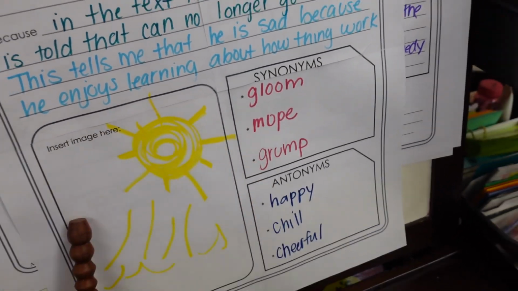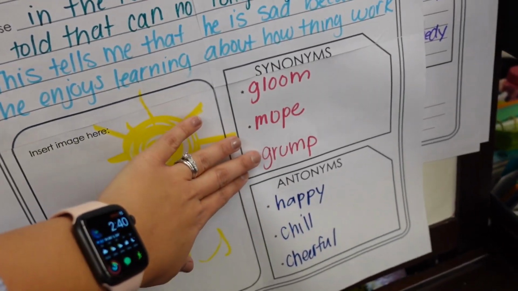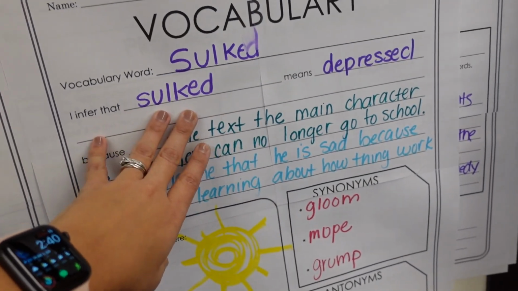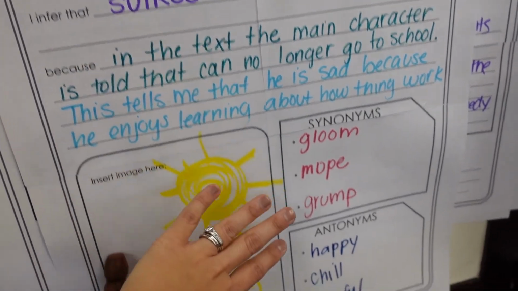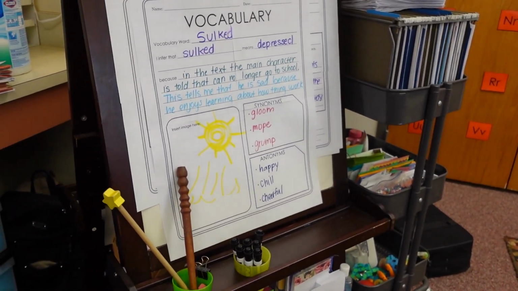Now I have them use a thesaurus online, and the reason I have them do that is because I want them to look for words that they understand that they can then make connections to help them comprehend that word a little bit better. So we have our synonyms here, and then we also have our antonyms. And they did a really good job overall.